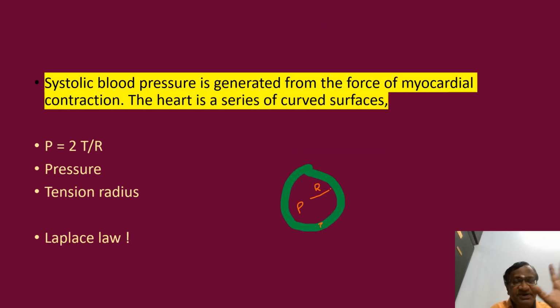The systolic blood pressure, how is it generated? It is the force of myocardial contraction. The heart is a series of curved surfaces. Now you see the heart is a curved surface. There is a tension developed in the wall, the pressure inside the cavity, and the radius. These are the things which define it. Now what is the pressure inside? That is 2T by R, 2 into tension divided by R. Tension and radius, that is what is called the Laplace law.